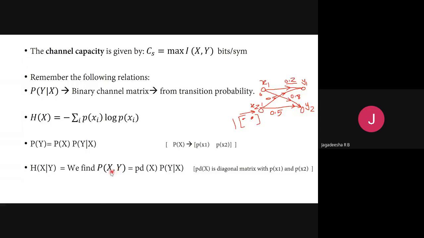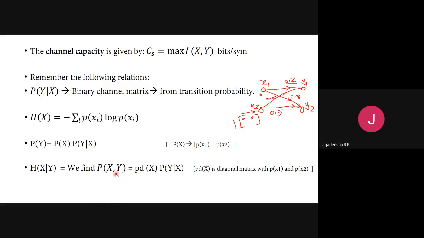So we have seen the joint probability between x and y is given by PD of x multiplied by the conditional probability of y. This is a well-known equation from our previous lectures. We also know what PDX is. This is basically a diagonal matrix for the input. Along the diagonal, we have the probabilities of inputs, and other elements will be 0. That is PDX, that's a matrix. We multiply it with the conditional probability of the outputs, and we get the joint probability between x and y.